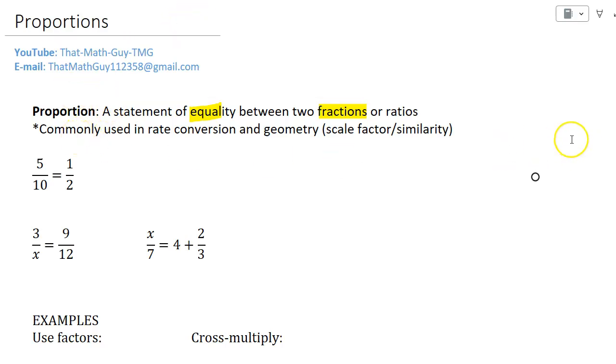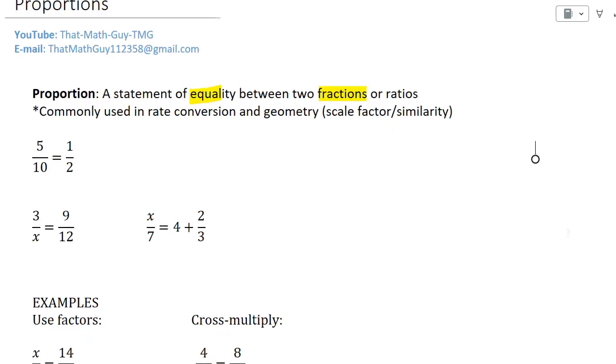And some common uses: when you talk about rate conversion, for example, converting miles per hour to inches per second, proportions are used there. And in geometry, it's used a lot when you're talking about scale factor, similarity, and dilations, all that good stuff. So it is used pretty often, and it's simple enough to do. So proportions, again, equal fractions.